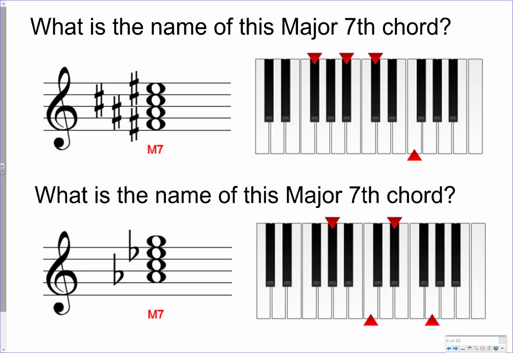So the root, hopefully you figured out, is F sharp. So our first example is an F sharp major 7. Remember, we want capital M. Capital indicates major. And the name of the second one would be an A flat major 7.